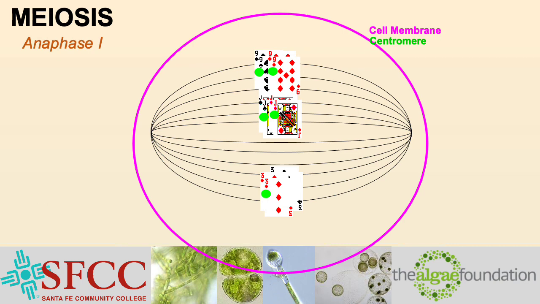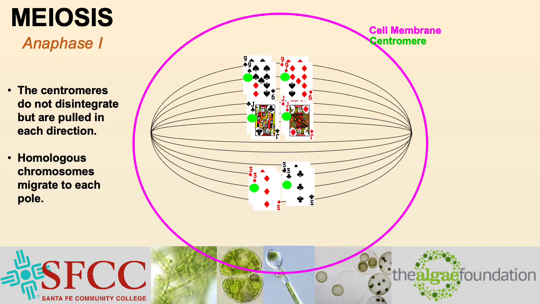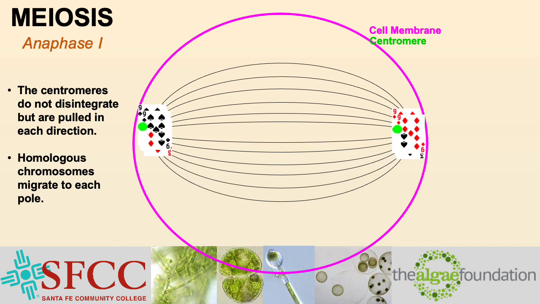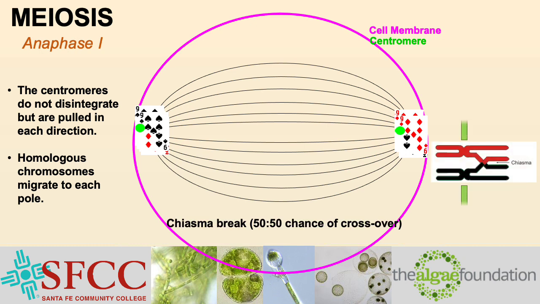In anaphase 1, it is the centromeres of each homologous pair that are pulled towards the poles. They do not disintegrate at this point like they would in mitosis. In this process, the chiasmata break. It is a 50-50 chance whether the chiasmata break and give you back the chromosomes you started with, or they swap pieces. If they swap pieces, it creates chromosomes that did not exist in the parent cell. This is the third step in creating genetic diversity in meiosis.